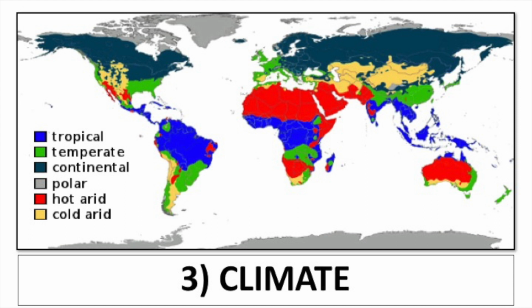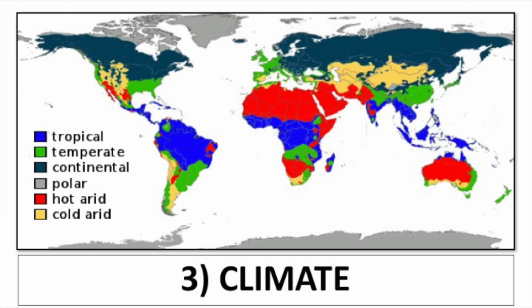You can see here, tropical, temperate, continental, polar, hot, cold. Okay, so you can see by looking at the different colors what area of the world. So we are here. This is Thailand. What color is Thailand? Blue. So we can see Thailand is tropical. We live in a tropical climate.